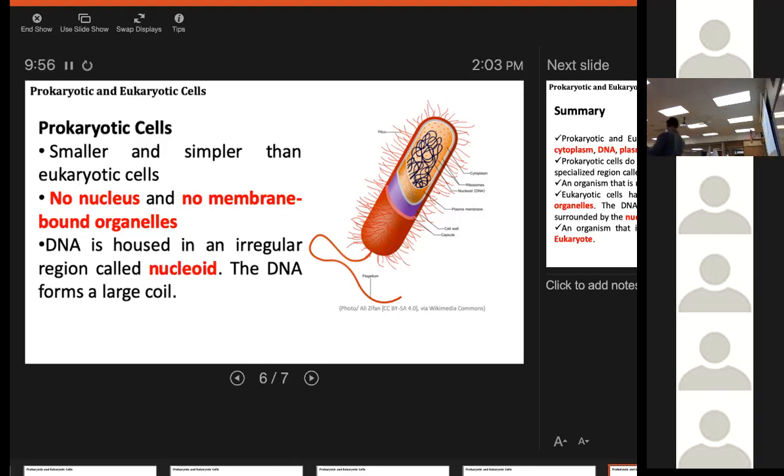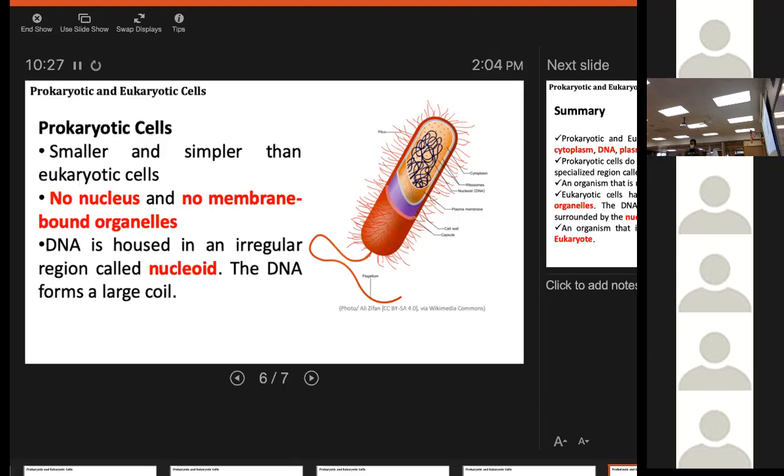Now, if you're having trouble remembering this, just do this. Remember, pro means no. Eu means do. Prokaryote means no nucleus, no membrane bound organelles. Eukaryote means do. Eukaryotes do have a nucleus with the DNA inside. They do have membrane bound organelles.